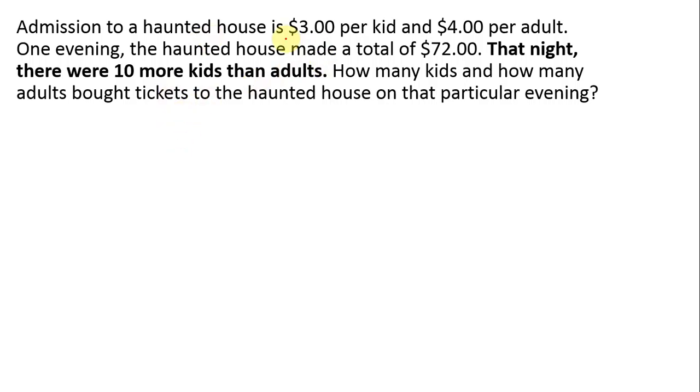Okay, let's write a system of equations. We know that we're going to need two equations, so we'll make 1, 2. And my first sentence is going to tell me my first equation. There are $3 per kid and $4 per adult. So that's part of my first equation. Then on one evening, the haunted house made a total of $72.